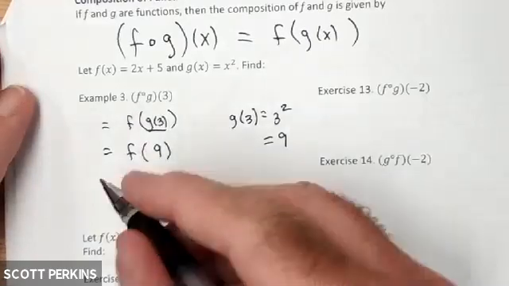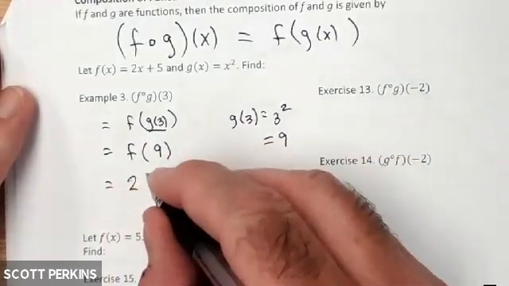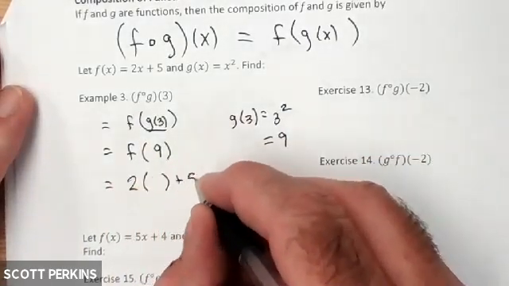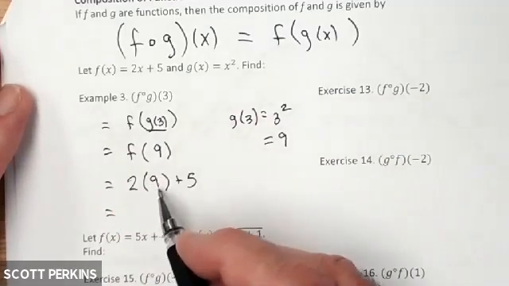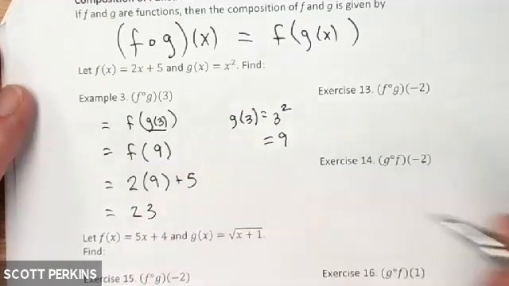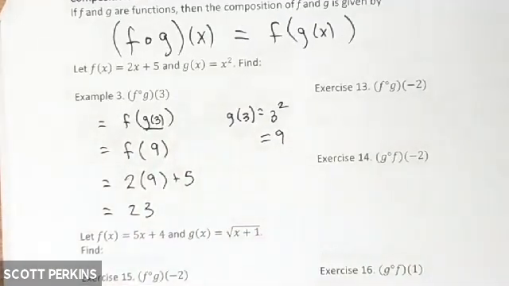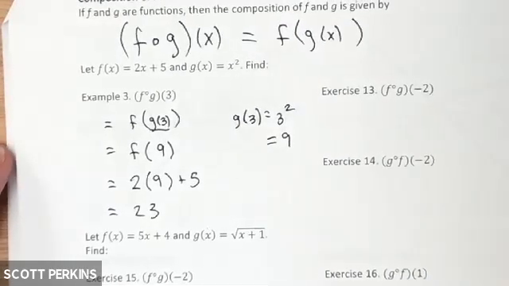And so now the function f evaluated at 9 is 2 times whatever I'm plugging in plus 5. And what I'm plugging in is 9. So 2 times 9 is 18 plus 5 is 23. That's what I get when I compose those two functions at the value 3. 23. That is the answer.